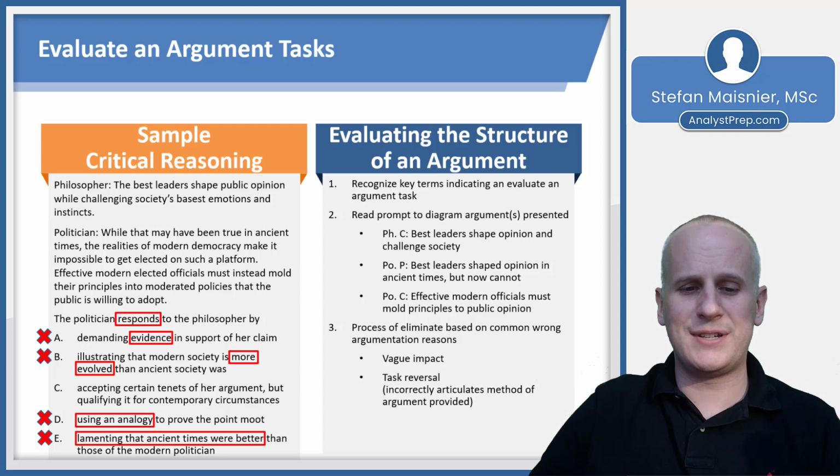Whereas if we look at choice C, accepting certain tenets of her argument. Well, yes, the politician starts by saying that may have been true in ancient times that the best leaders shaped public opinion. But qualifying it for contemporary circumstances, well, that is certainly what the politician's conclusion does. And that makes choice C the correct answer. And we'd select it before moving on to the next one if this were the actual Executive Assessment exam.